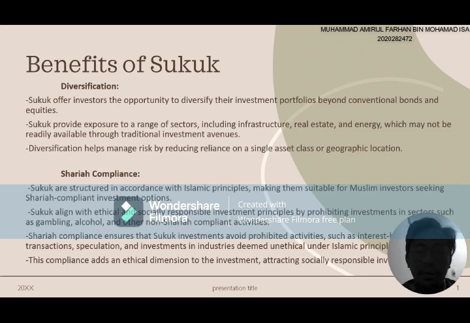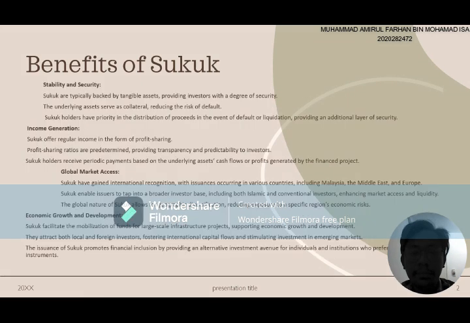other non-Sharia-compliant sectors. Just like in Genting Highlands, we cannot invest over there, as there is no sukuk there. Sharia compliance ensures that Sukuk investments avoid prohibited activities, interest-based transactions, speculation, and investment in industries deemed unethical under Islamic principles. This compliance adds an ethical dimension to investment, attracting socially responsible investors.